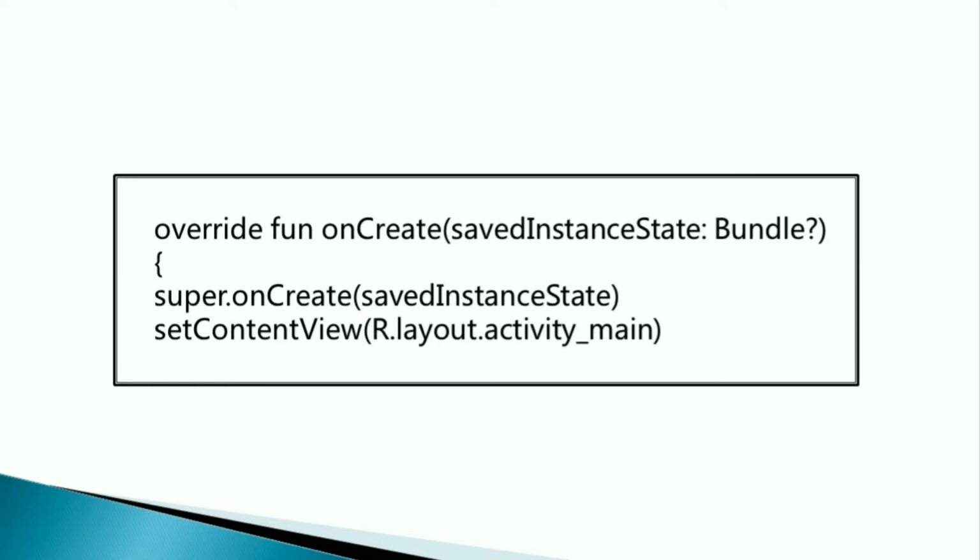OnCreate function requires parameter saved instance state of type bundle class. Bundle object is used for passing data from one activity to another. Basically here, concept of key value pair is used. Bundle can hold values of data type int, string, boolean, char and pass them to the another activity. Bundle is a class in the package Android.os.